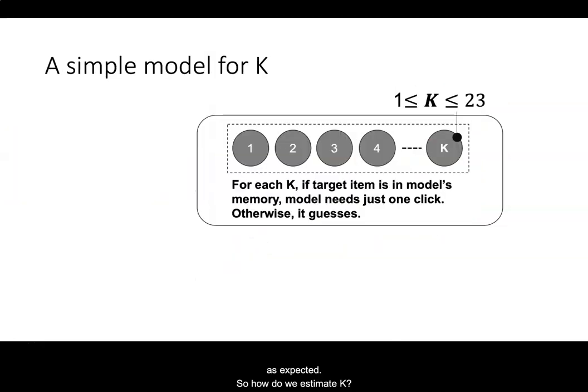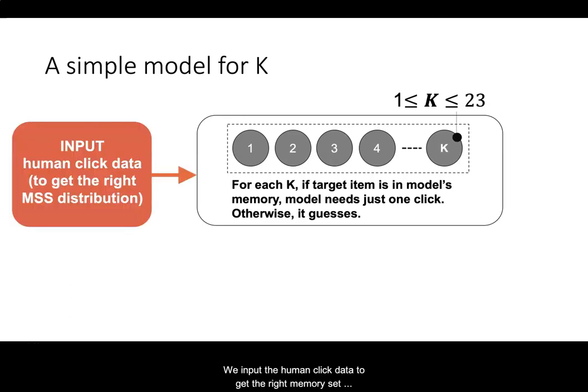So how do we estimate K? We used a simple model where K varies between 1 and 23. And for each K, if a target item is in the model's memory, the model just requires 1 click to retrieve it, otherwise it guesses. And we input the human click data to get the right memory set size distribution.